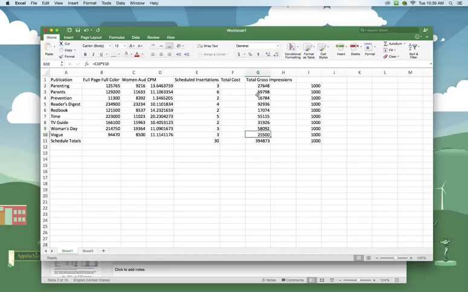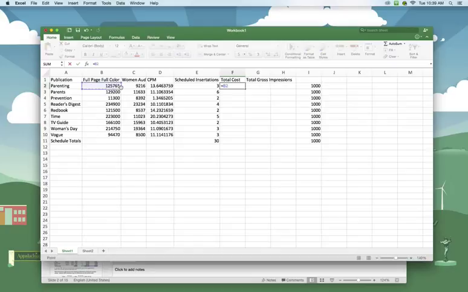I'm going to take all this down for now. So total cost in this case is your color full page times your insertions. This is all part of number one. Number one's kind of a long problem. So very easy.